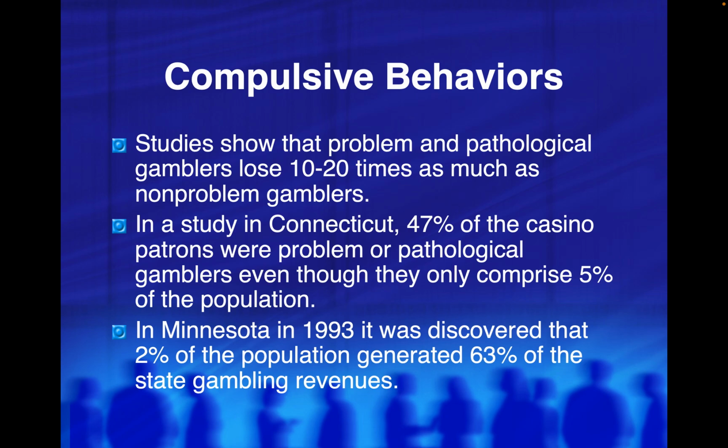The largest Indian casino is, oddly enough, in Connecticut. It's Fox something. Anyway, it's the Pequots. The Pequots are the ones that own that casino. In Minnesota in 1993, it was discovered that 2% of the population generated 63% of the state gambling revenues.